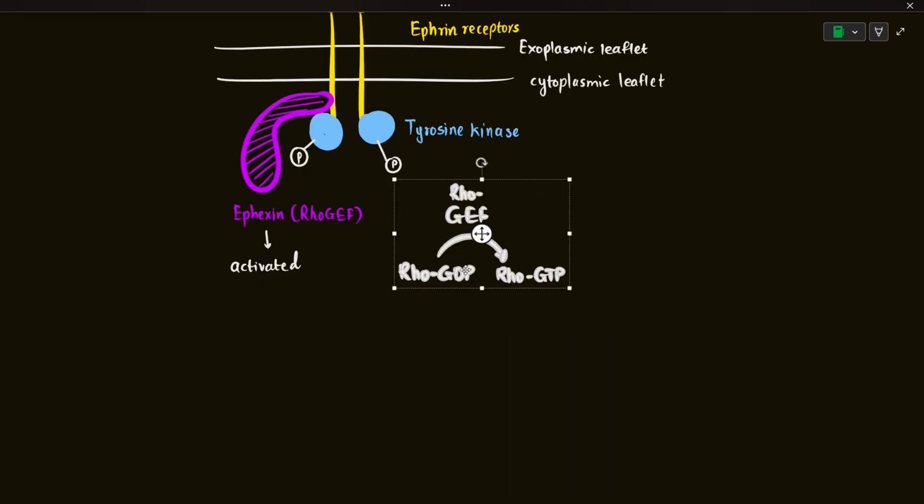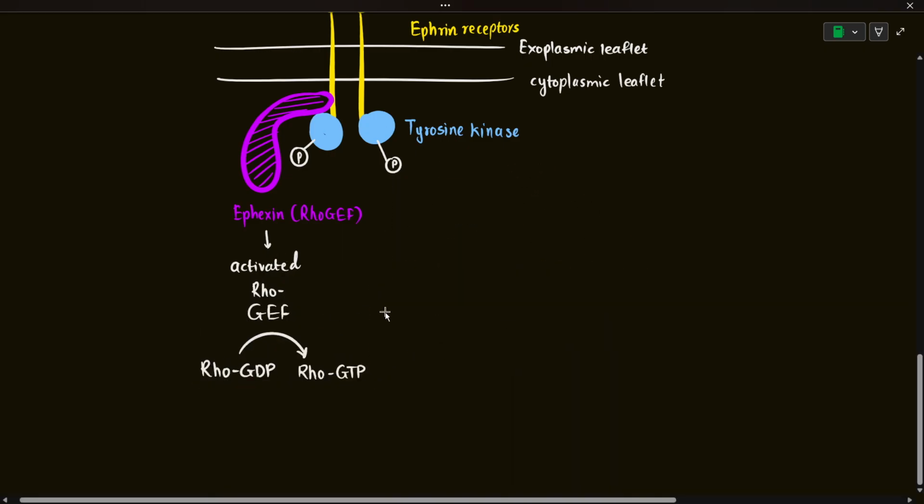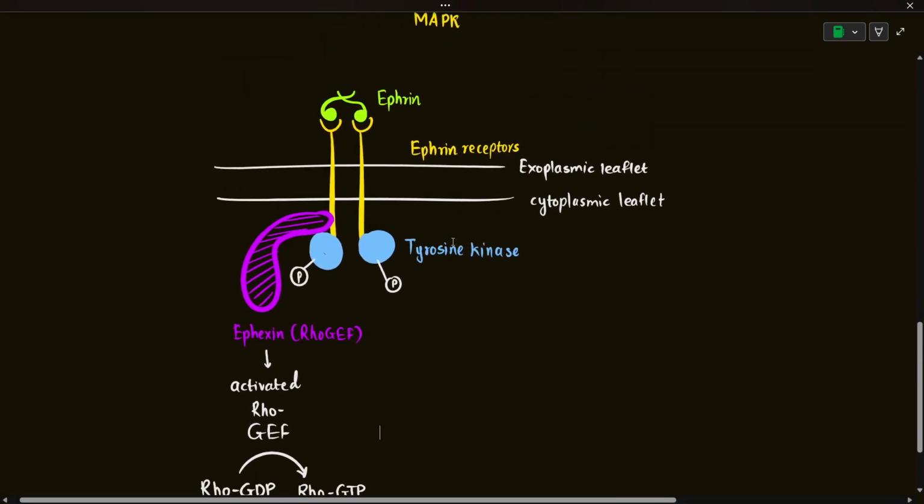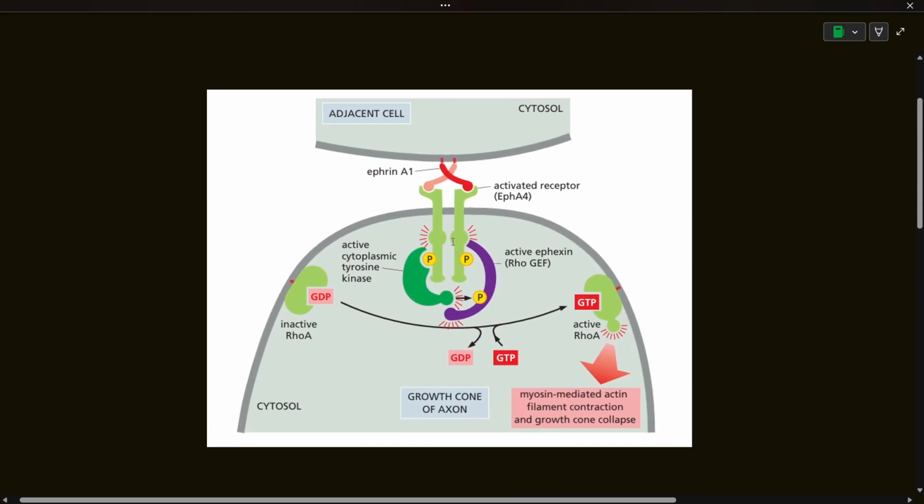So this activated Rho-GEF, the activated Ephexin molecule, will replace the Rho-GDP with the Rho-GTP, and this Rho-GTP is going to do the downstream job. So let me show you a schematic from Bruce Alberts. This schematic beautifully explains the whole process.